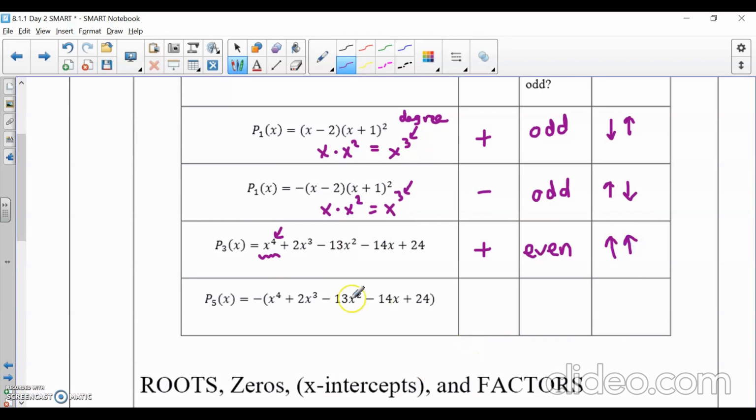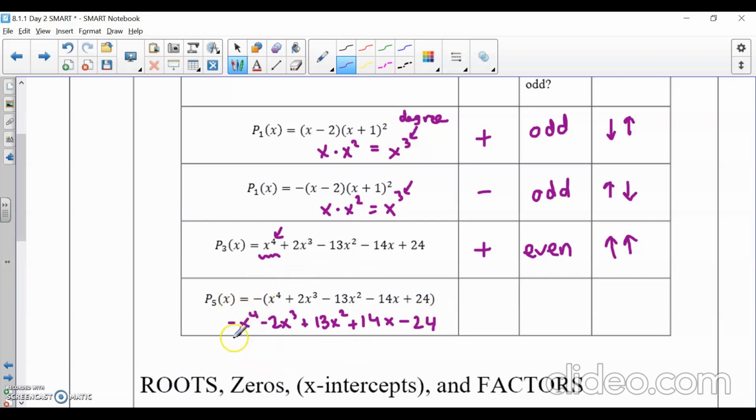Okay, and one last example here. Notice that there is a negative sign out front. If we were to factor that negative sign into this whole polynomial, we could actually rewrite it as negative x to the 4th minus 2x to the 3rd. It would change all the signs on everything. So anything positive will turn negative, anything negative will turn positive. So plus 13x squared plus 14x minus 24. And again, we just changed all the signs because of this negative out front.